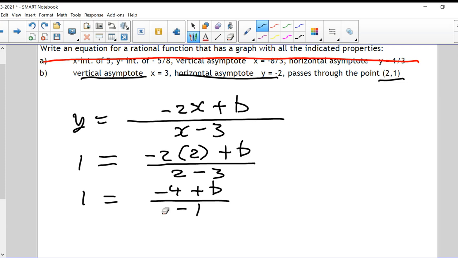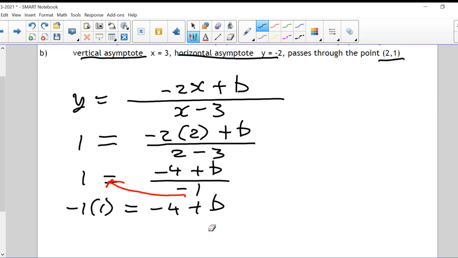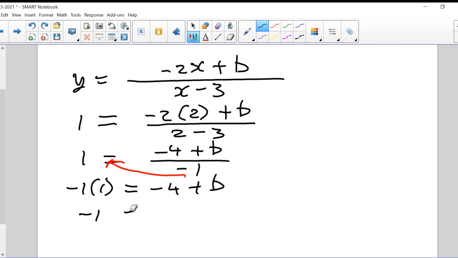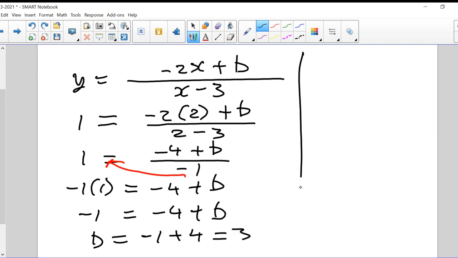You're absolutely right. So I'm going to take the bottom of this side, multiply it by the top of this side. Actually, let me put that in a different color. So I'm going to take the bottom of this side, multiply it by the top of this side, and I'm going to get minus 1 times 1 is equal to minus 4 plus b. Okay, so minus 1 is equal to minus 4 plus b, and therefore b is equal to minus 1 plus 4, which of course is 3. So I think we have our equation.